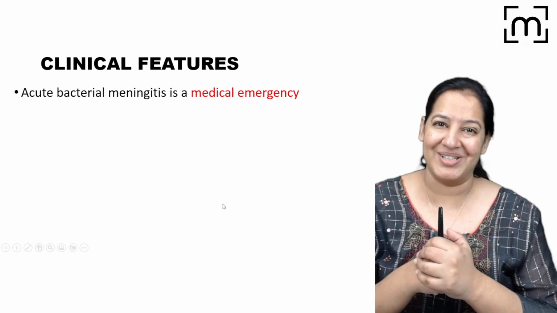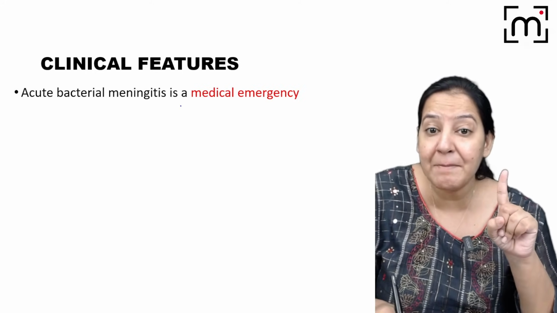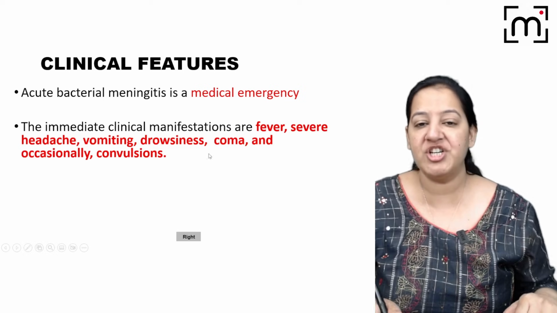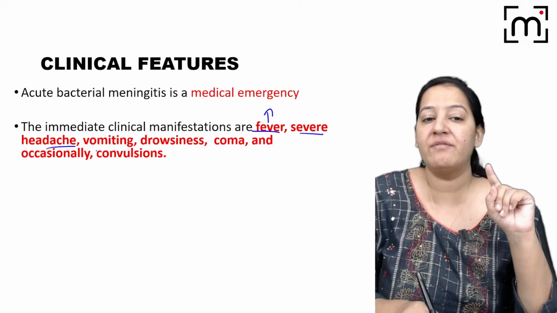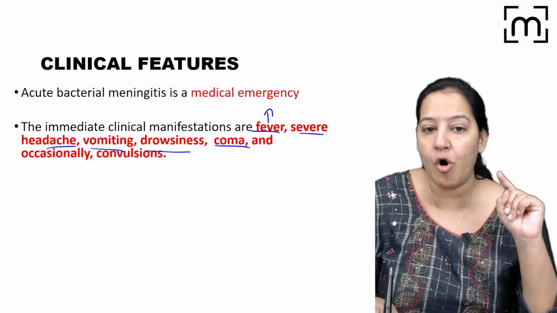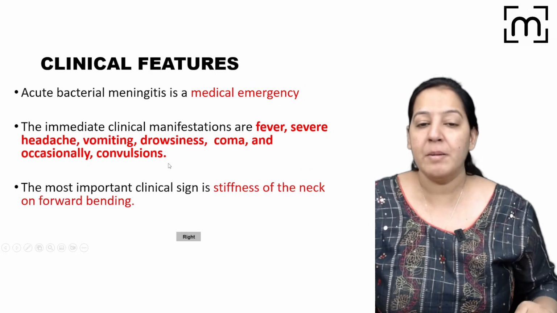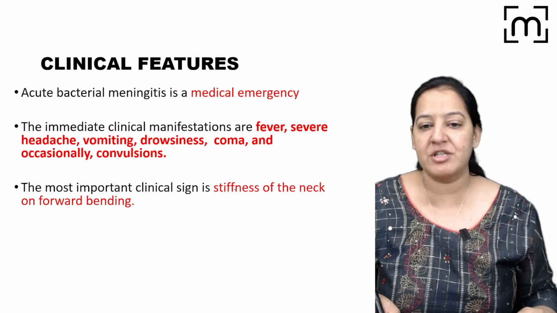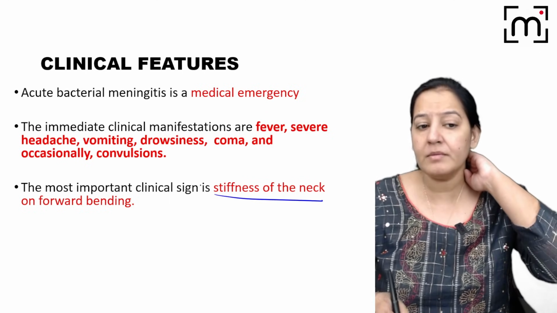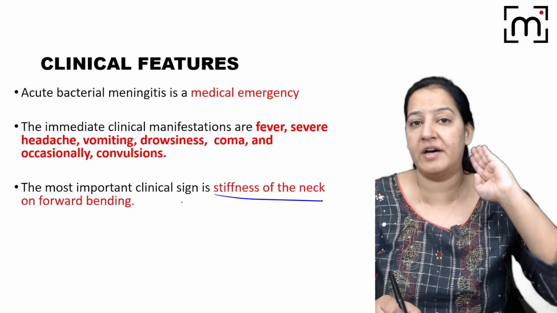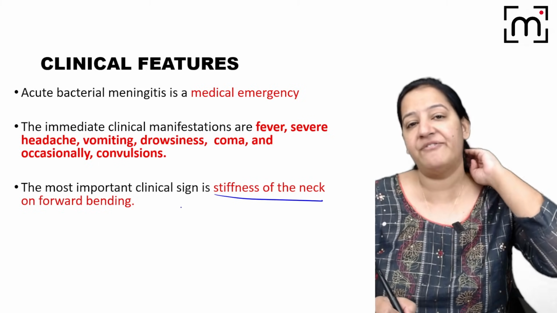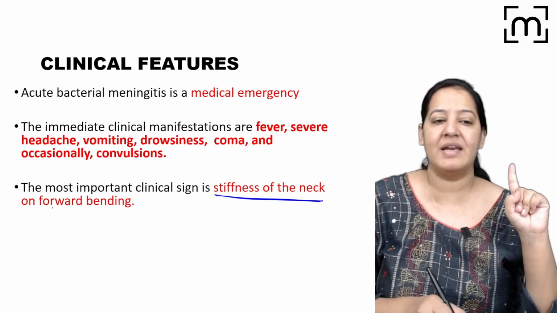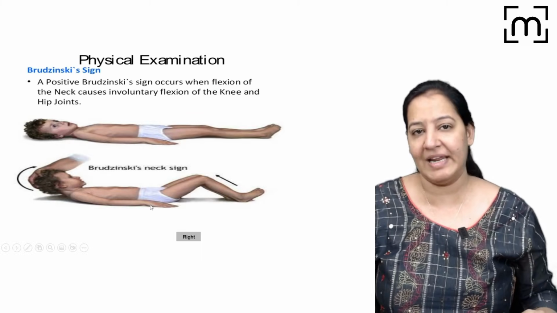Coming to the clinical features. Bacterial meningitis is a medical emergency. So the patient presents with high grade fever, severe headache. The patient will have vomiting, drowsiness, coma, occasionally convulsions. The most important clinical symptom is stiffness in the neck. The patient will complain to the doctor that, doctor, when I do forward bending, I am having typical stiffness in the neck. So typical stiffness in the neck on forward bending is a very important clinical feature.